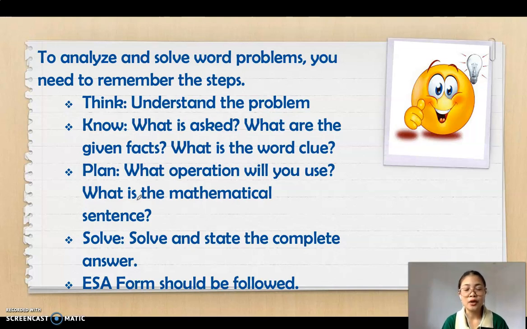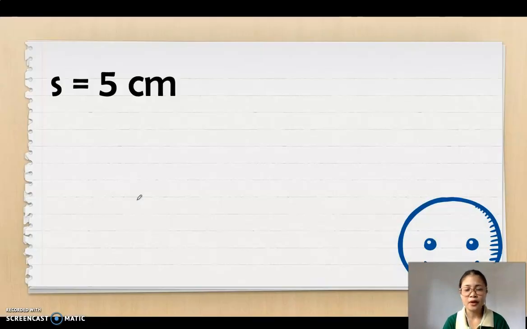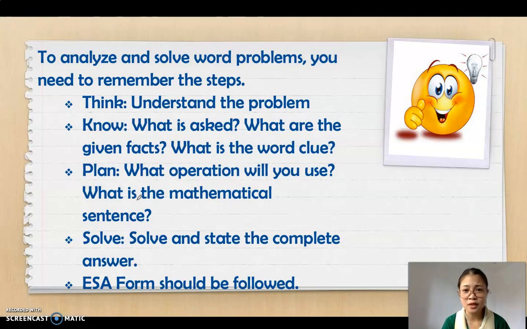And then when you solve, you need to follow ESA form. When you say ESA, it's the equation first or the formula, then substitute the formula, then solve, and after that, state the complete answer. Now, let's apply the steps in the given problem. So the question is, what is the capacity or what is the volume of the cube having the side which is 5 centimeters? First, you need to think, you understand the problem.